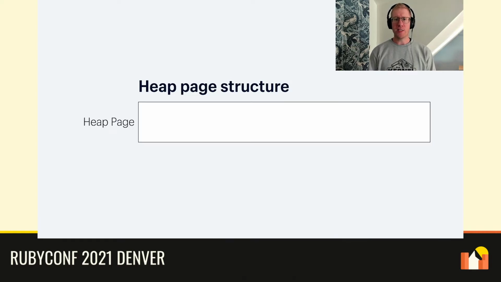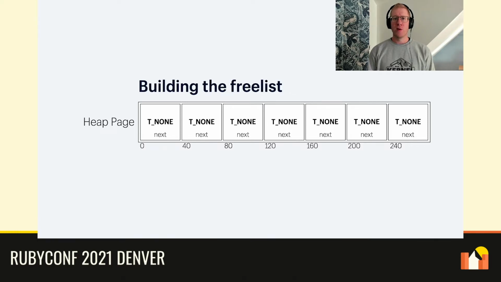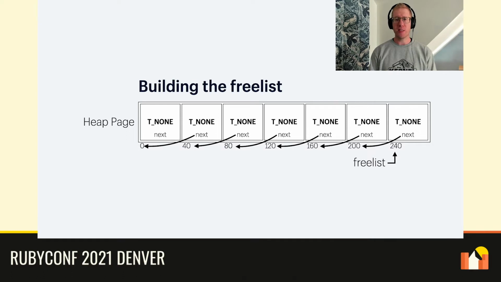Initially, when the heap page is created, all the slots will be filled with an internal type called t_none. This type represents an empty slot. It contains only flags and a pointer value called next that can point to an RVALUE. This allows these empty slots to be linked together to form a data structure called the freelist. When a heap page is initialized, Ruby walks up each page, visiting each slot in turn. As we arrive at each slot, we set a pointer on the heap page, called the freelist pointer, to the address of that slot, and then set the slot's next pointer to the address of the previous slot we visited. This creates a singly linked list of empty slots.